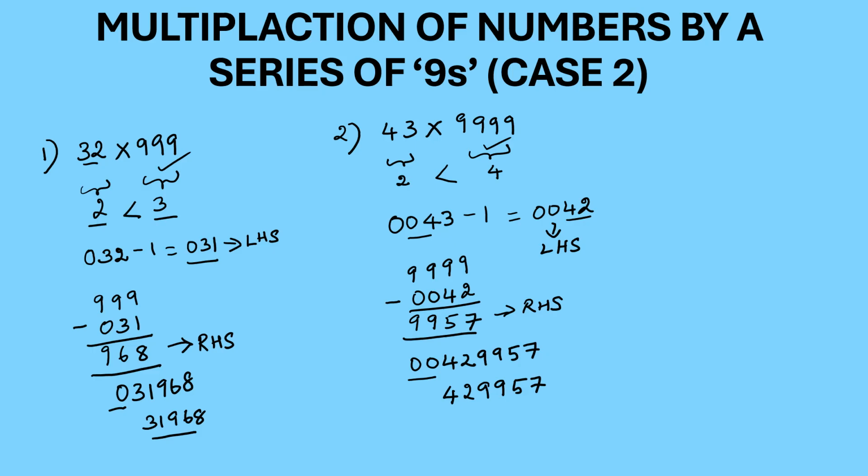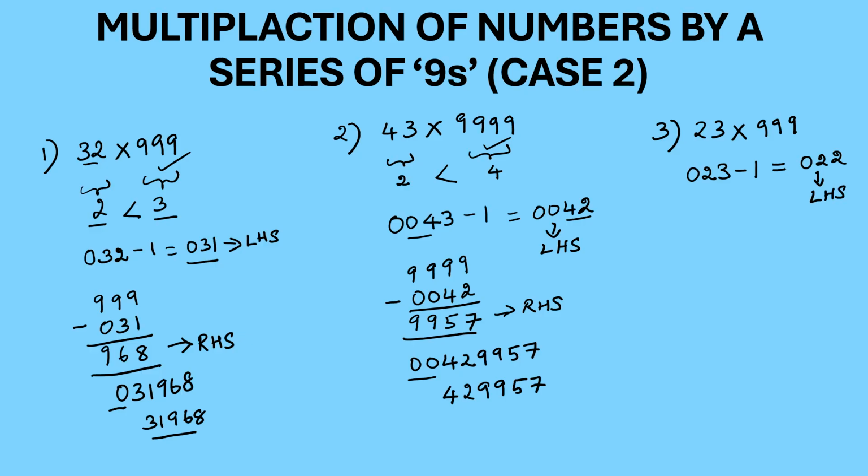Before we wrap up, let's try one more example. Let's say you want to do 23 times 999. Here, you add a 0 in front of 23 to make it 3 digits. Next, you subtract 1 from it. 023 minus 1 gives you 022, and this will be your LHS.